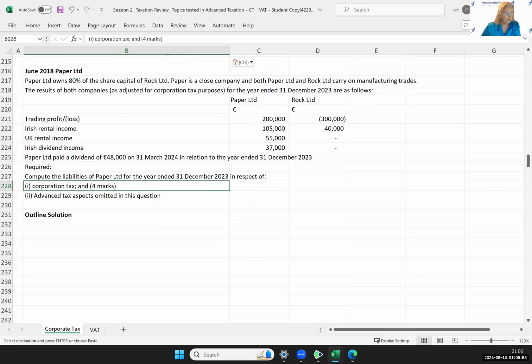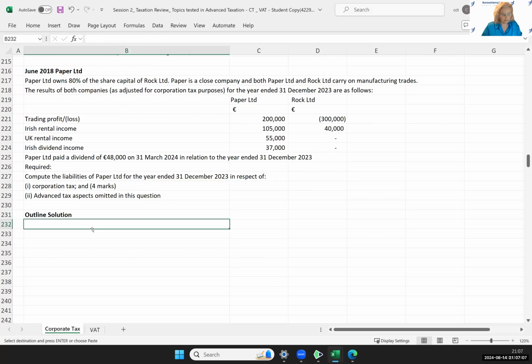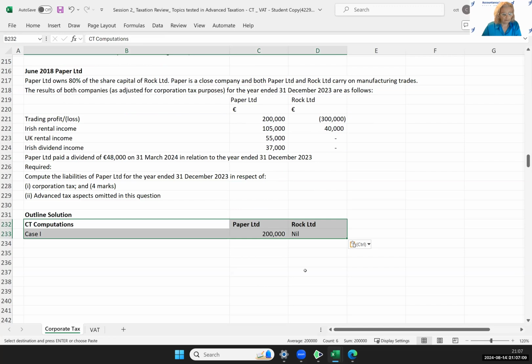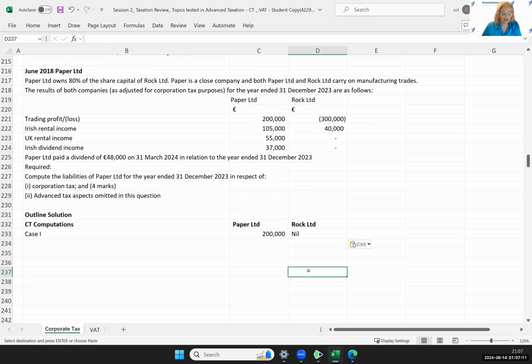Okay. Do we do this together? So I want to set out computation for each of the companies. Now, if you've got any questions, do make sure you ask me, because wait till you see the humdinger of a question I have for you for homework. And it's all taxation. There's no advanced taxation in it.